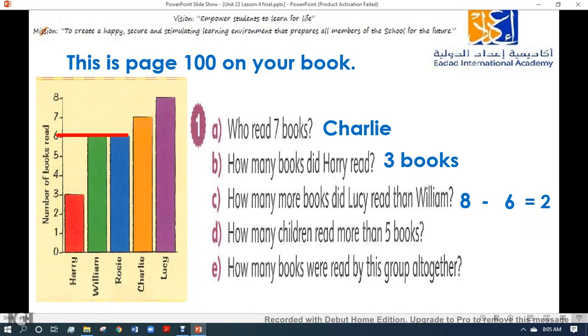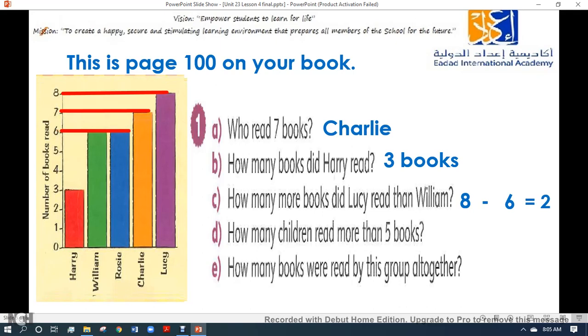Now, let's answer the 4th question, that is letter D. How many children read more than 5 books? Let's see. 8 and 7, so that is William, Rosie, Charlie, and Lucy. How many are they? Great, there are 4 children who read more than 5 books.